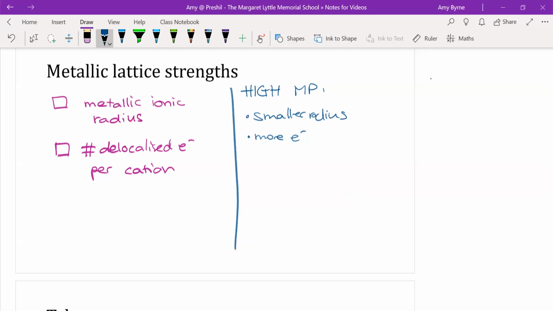Additionally, if I have a greater number of electrons, there is going to be greater electrostatic attraction between those metal cations and the delocalized electrons, which is going to increase that melting point.